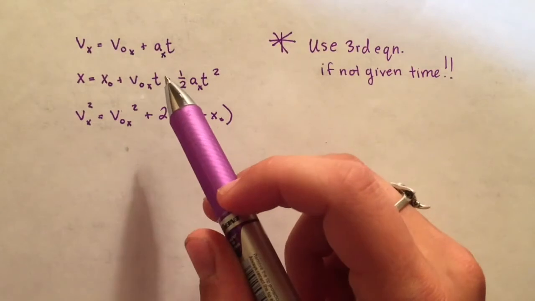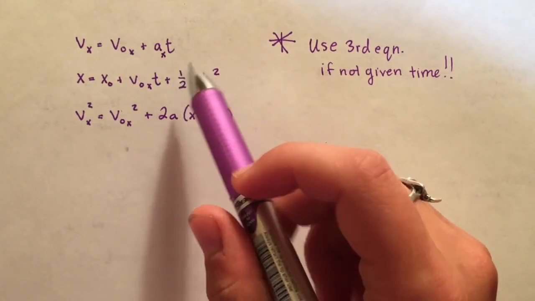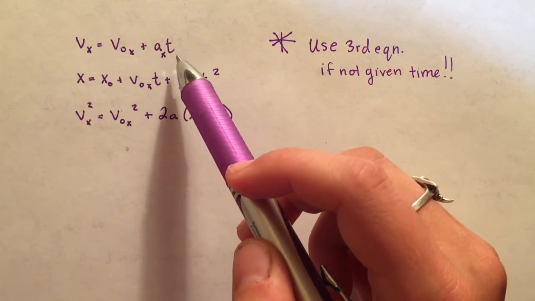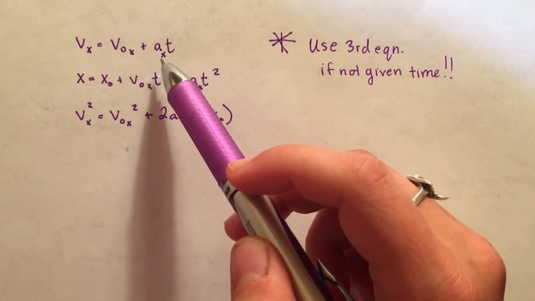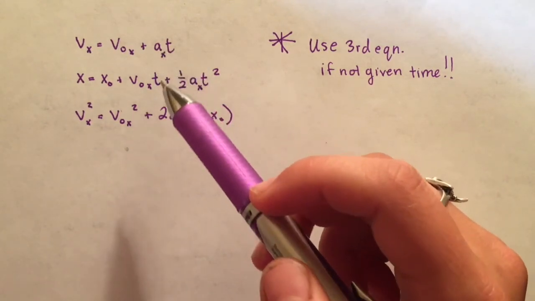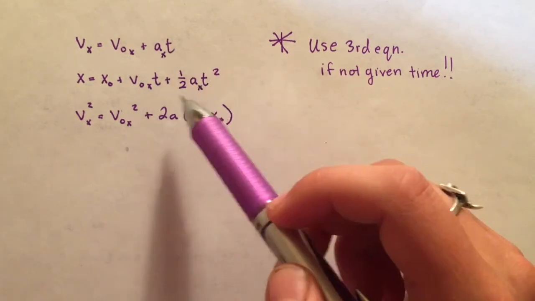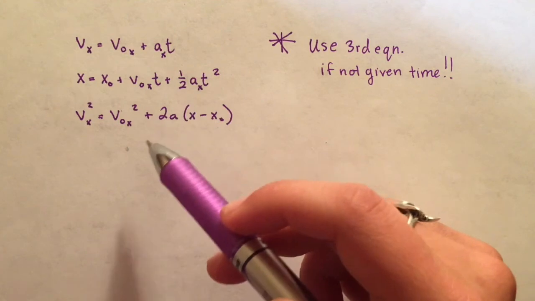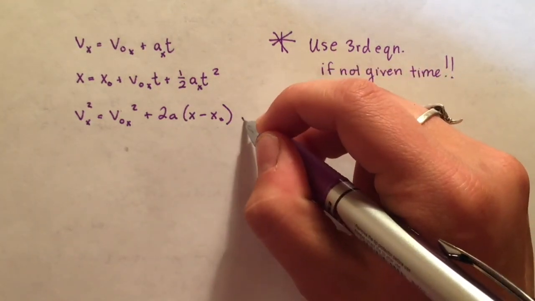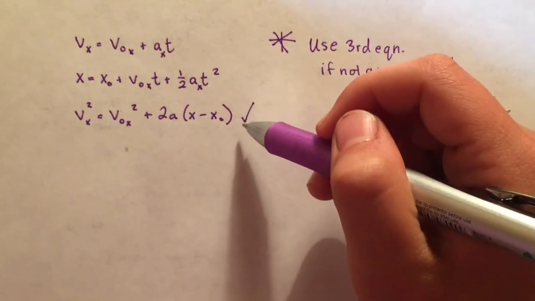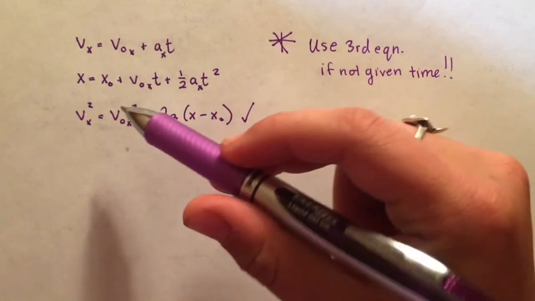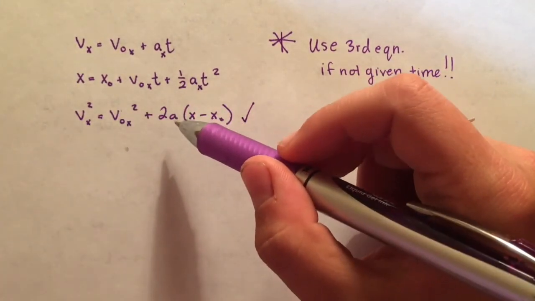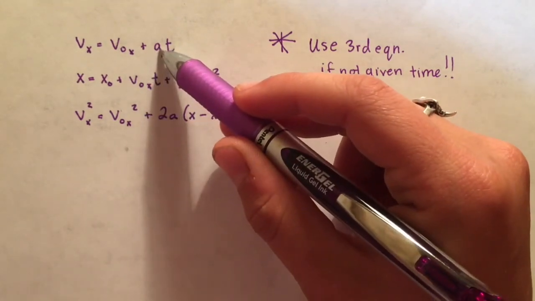If you're going to use the first equation to solve for time, you need to know all three other variables so you can solve for time. So let's say you don't know the acceleration. Well, you can use one of the other equations to solve for acceleration. If you don't know time, you can't use the second one to solve for acceleration, but you can totally use the third equation, because it doesn't have time in it.